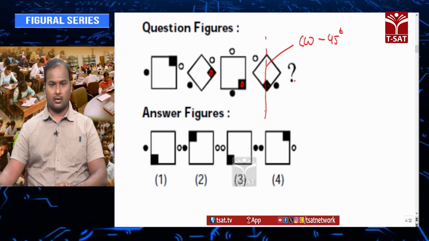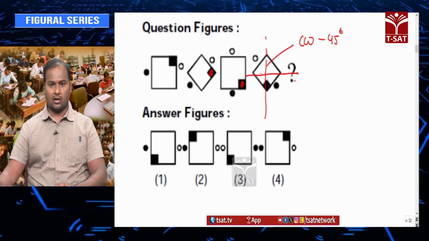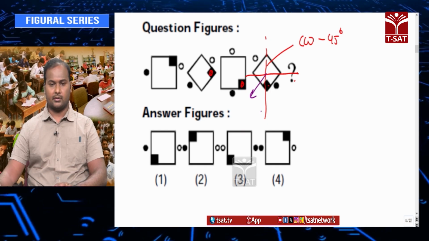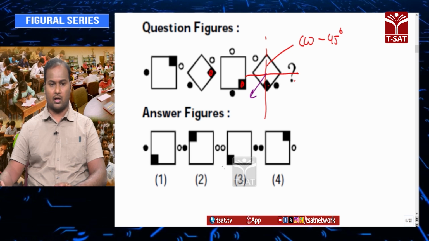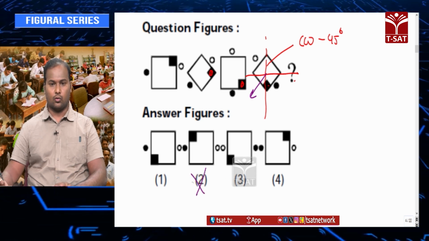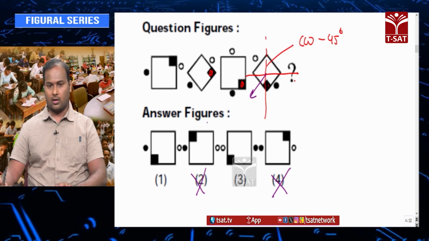Now see here, draw two lines like this. With 45 degrees the direction will be like this, right? The direction here matches only two options, option 1 and option 3. So option 2 and option 4 are eliminated. Now your answer will be either 1 or 3.